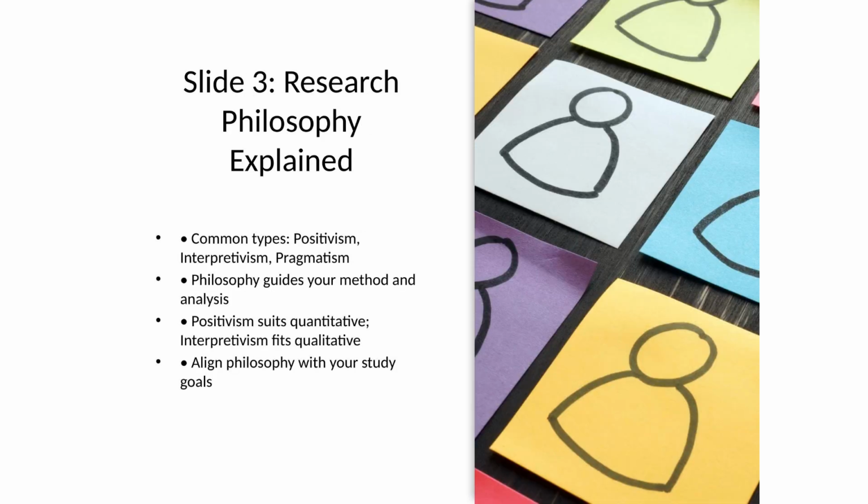Research philosophy underpins how you view knowledge creation in your study. Positivism assumes an objective reality that can be measured, ideal for quantitative methods like experiments or surveys. Interpretivism believes that reality is subjective, shaped by individual experiences, perfect for qualitative studies that involve human perspectives, such as interviews. Pragmatism allows flexibility by mixing methods based on what works best. Choose your philosophy based on your research objectives and questions.